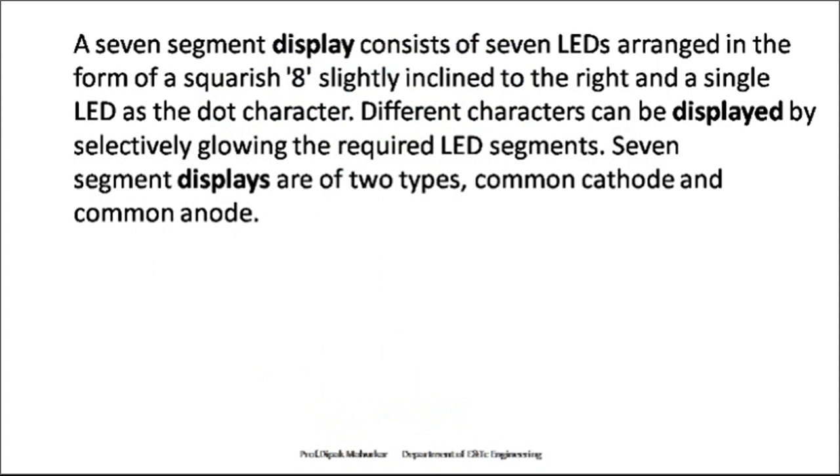A 7 segment display consists of 7 LEDs arranged in the form of a squarish 8, with a single LED as the dot character. Different characters can be displayed by glowing the required LED segments. 7 segment displays are of two types: common cathode and common anode. We'll see in detail in the PPTs or the PDF how they are interfaced.